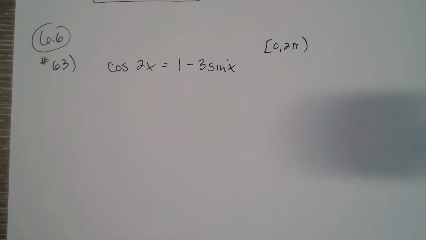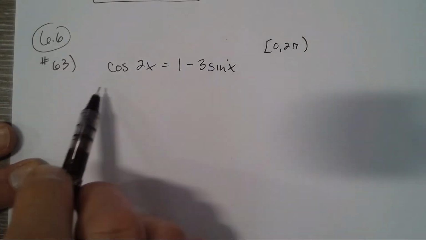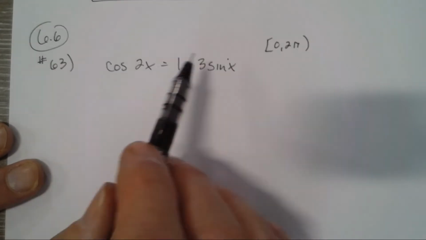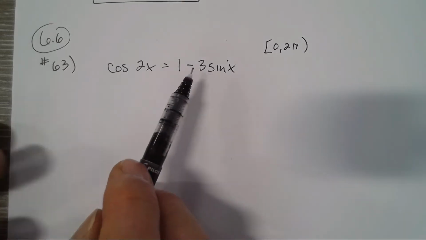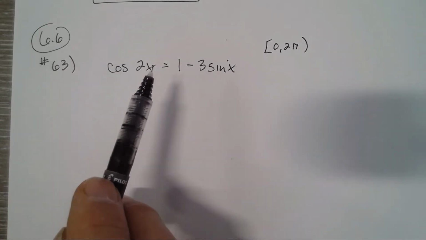Section 6.6, number 63. Solve. Answers are from 0 to 2 pi. Alright, so I've got a cosine of 2x, I've got a sine x. Cosine 2x, I can change that into sine versions. There's 3 different versions of cosine of 2x, double angle.